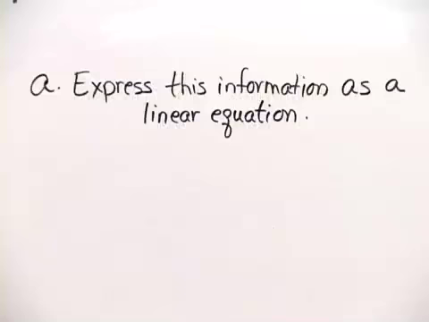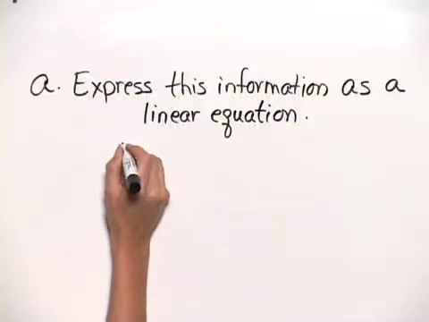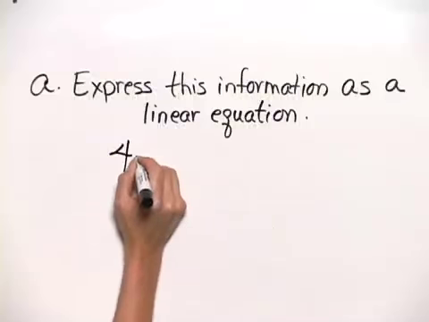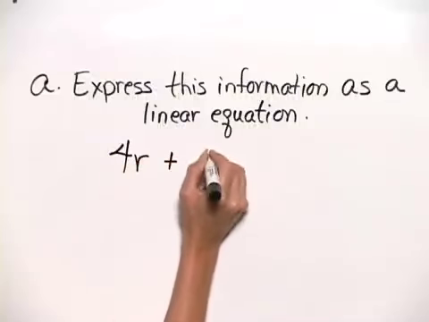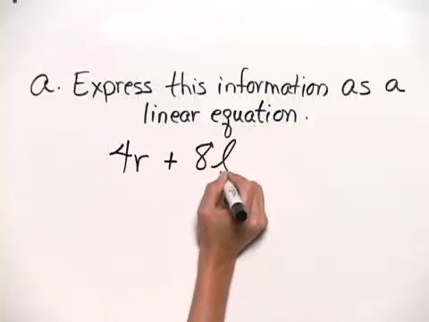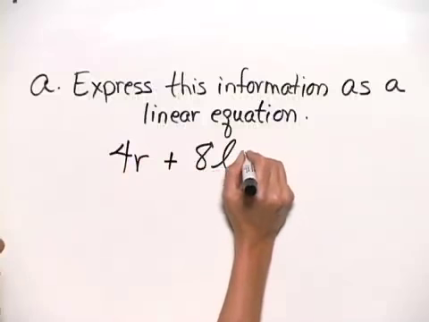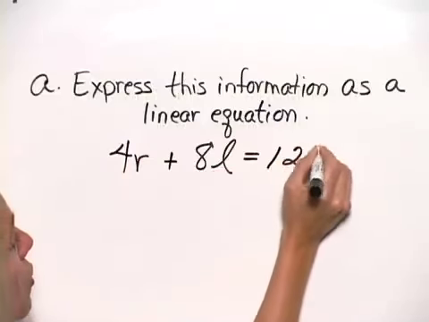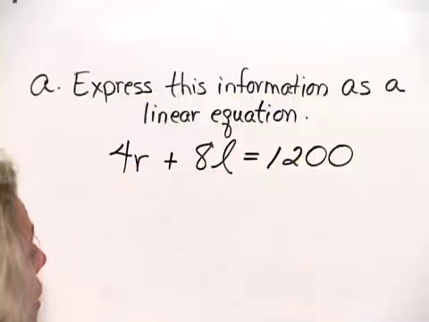Okay, part A, we want to express the information in the problem as a linear equation. We know that R is the number of roses and L the number of lilies. So if $4 are charged per rose and $8 per lily, we have 4R plus 8L equals the total bill, which is $1,200. So our linear equation would be 4R plus 8L equals 1,200. Now let's take a look at the graph of this equation.